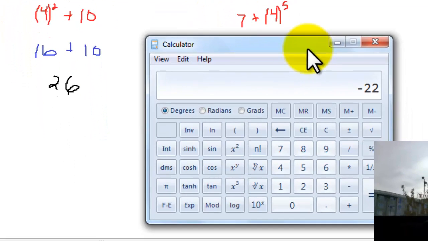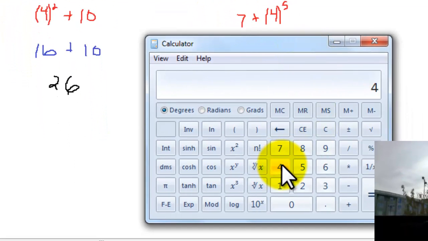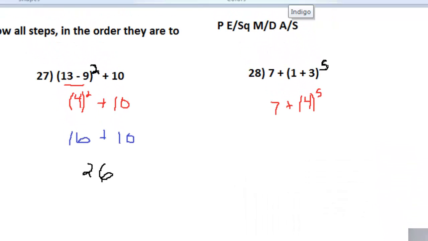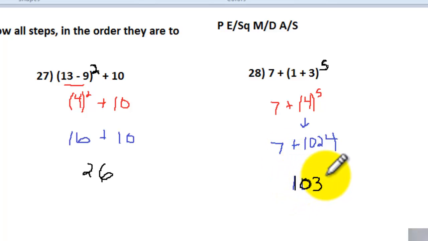is, let's see, 4 x^y 5, 1024. So that would be 1024. And then we still have the adding 7 right there. So we add 7 to 1024 essentially, which is 1031. So what we'll have is 1031 as our answer. Let's put it in black like the other ones. And that's it for those 3 problems.